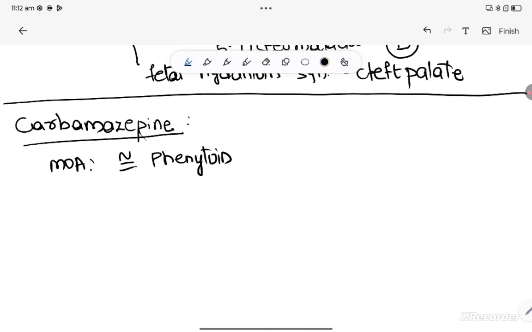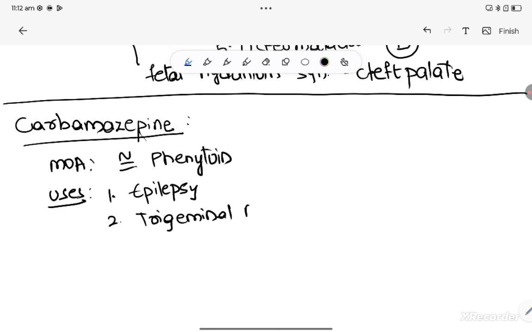And now let us talk about uses. One most important use of carbamazepine is it can be used in all sorts of epilepsies, so focal seizures, GTCS, everything. As well as this is the first drug of choice in case of trigeminal neuralgia, and this drug can be used in bipolar disorder.